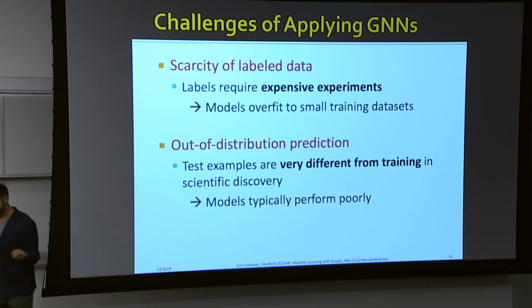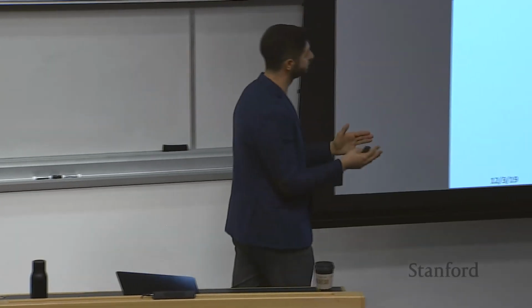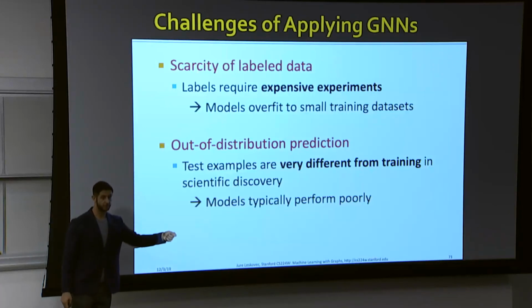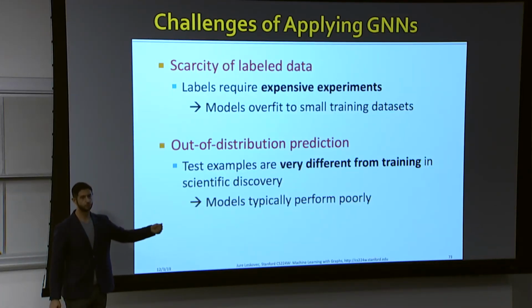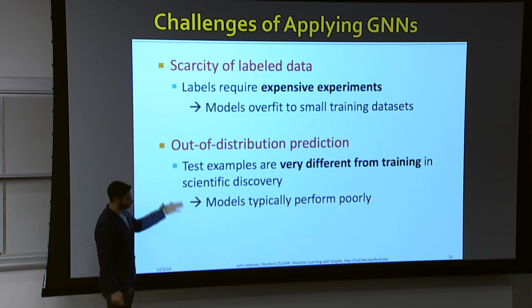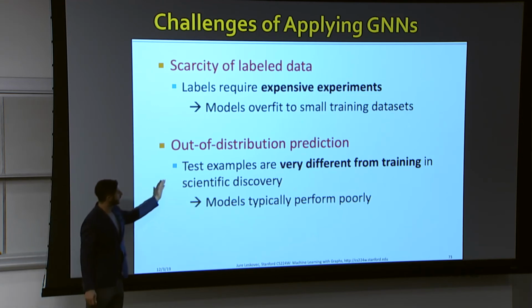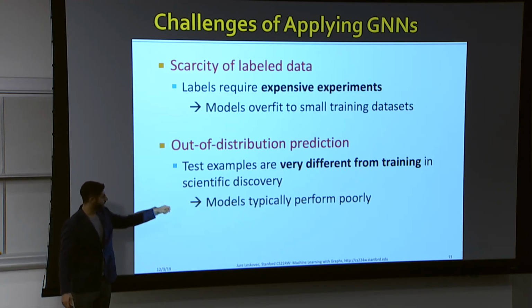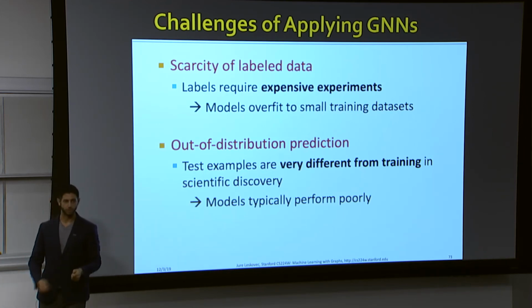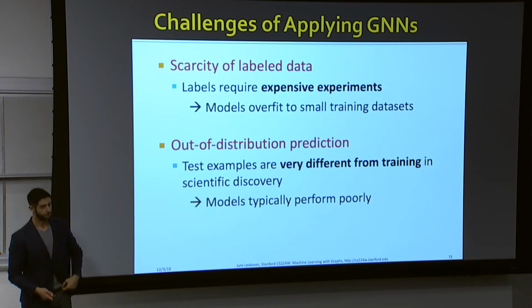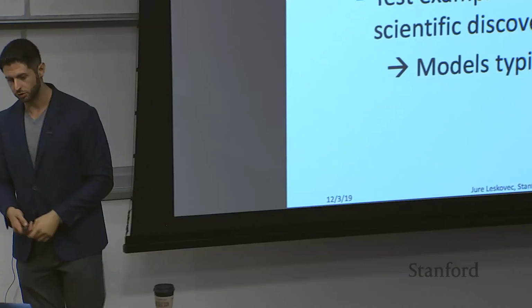And the problem there is usually we have labels only for small data sets, and our models will then overfit to small training data sets and not generalize well to larger ones. Okay? So this is the first problem that we're facing. And one that is very much connected is also out-of-distribution prediction. The idea is that the test examples tend to be very different from what we train on. Therefore, our models typically perform poorly when we try to generalize to real-world data. So how do we try to overcome this issue in GNNs?